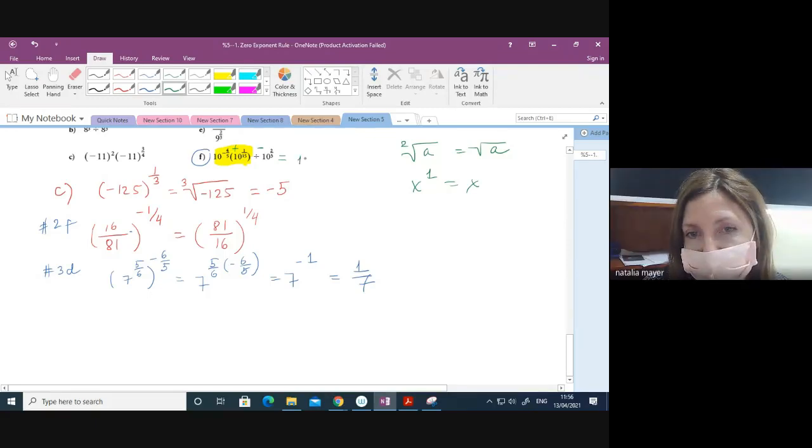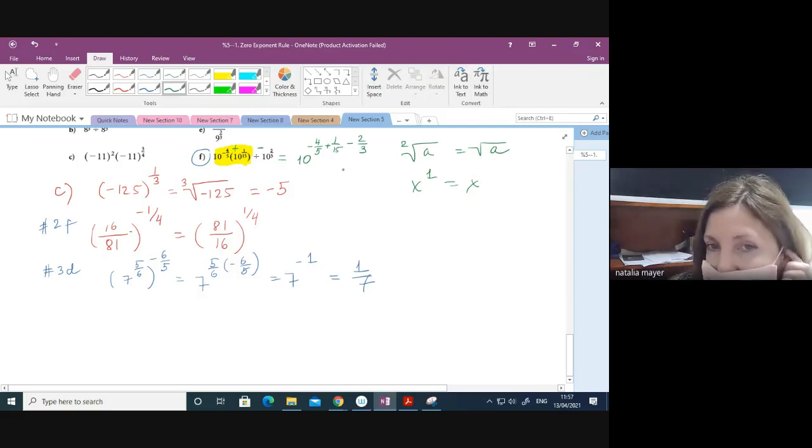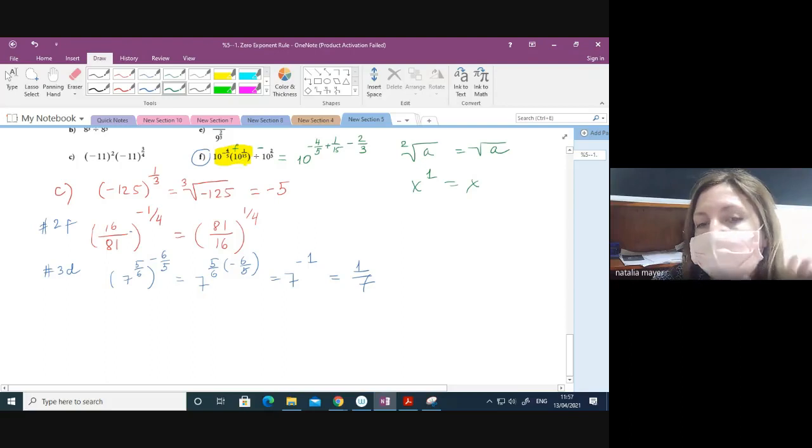So I keep the base, and then I take those two exponents and I add them. Negative 4 over 5 plus 1 over 15. And then the last one should be subtracted. Minus 2 over 3. You can do it like this. If you don't like it this way, if it's confusing, do it separately. First, in steps: first add up and get the number, and then from that one, subtract the last one.